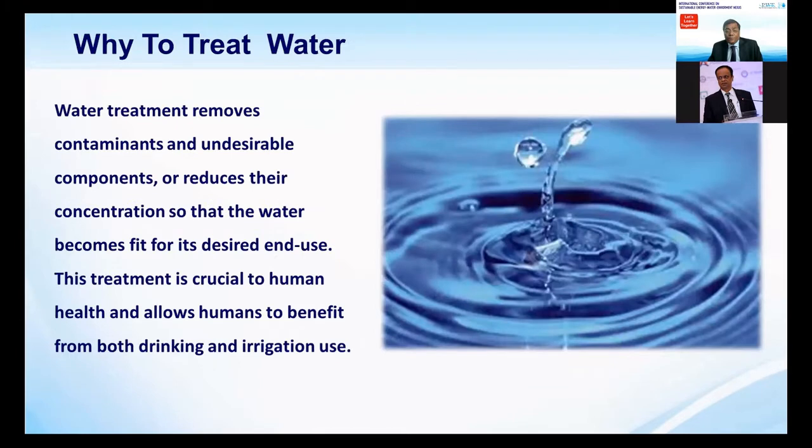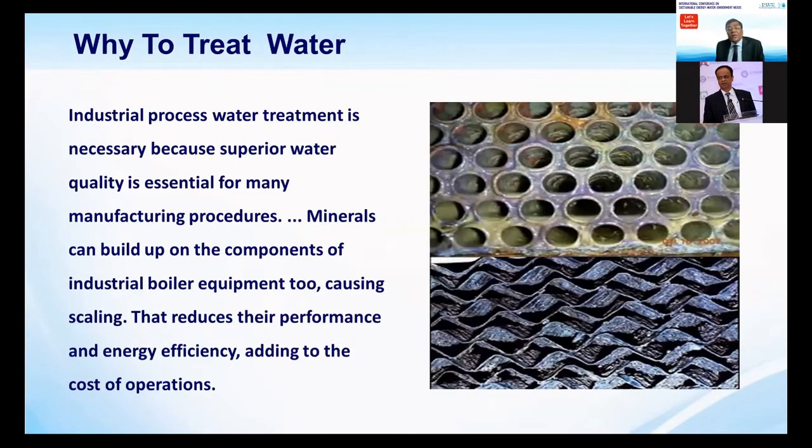Next. Why treat the water? Basically, the treatment objectives are different. First, the objective we consider is drinking water: how to provide safe drinking water to human beings and society, and water for irrigation. We treat water for human and agricultural purposes, and the second purpose is industrial use. In industrial use, we have different requirements, like for the boiler, cooling tower, and process water, which create problems for the efficiency of the various equipment.